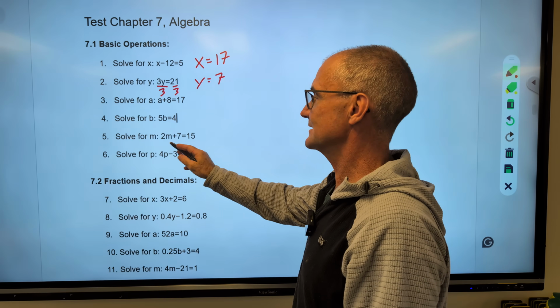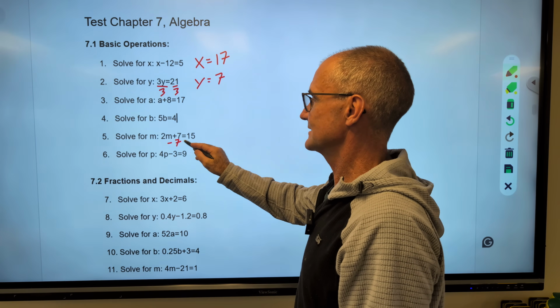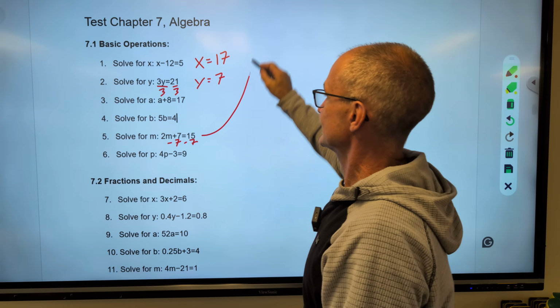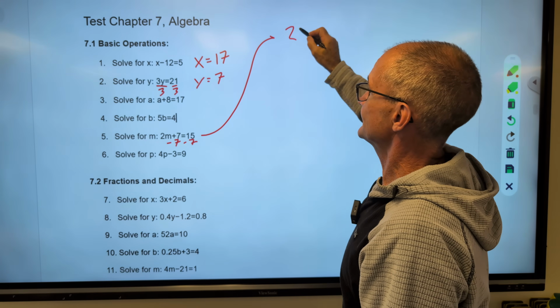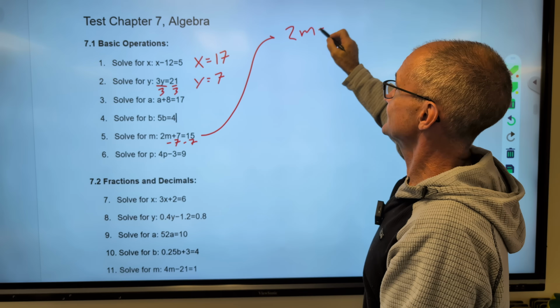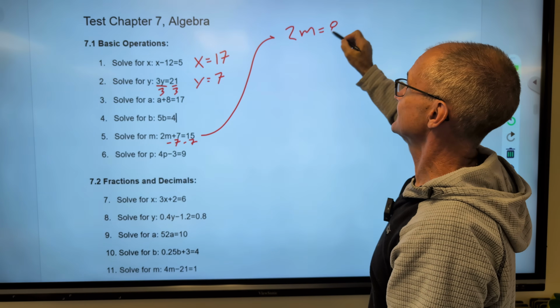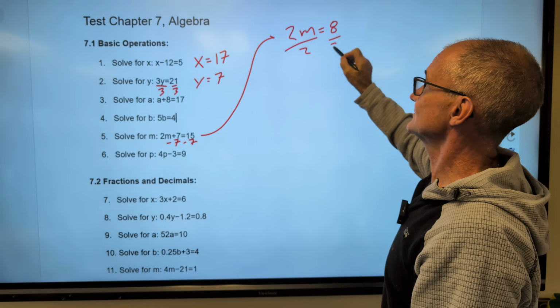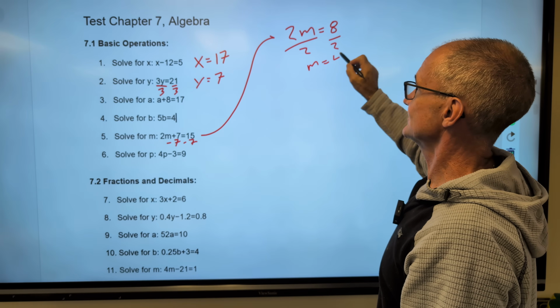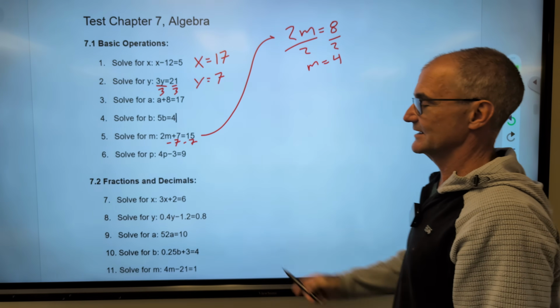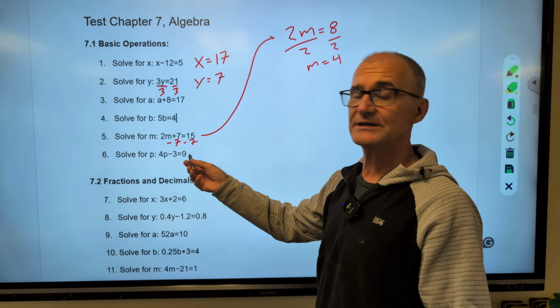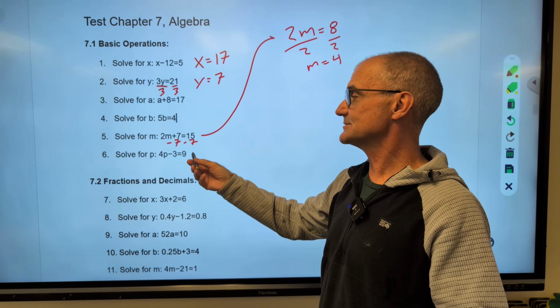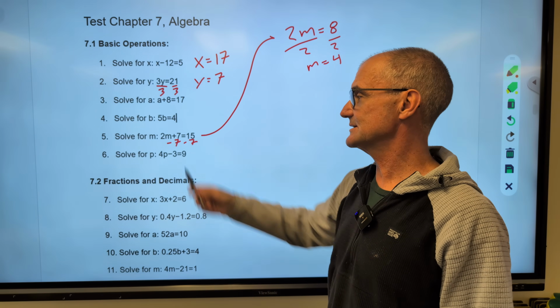Two-step equation here. I'm going to subtract 7 from both sides. That's going to give me 2m. 7's cancel. 15 minus 7 is 8. Divide both sides by 2, and m is equal to 4. Add 3 to both sides. 4p equals 12. Divide both sides by 4. 12 divided by 4. P is equal to 3.